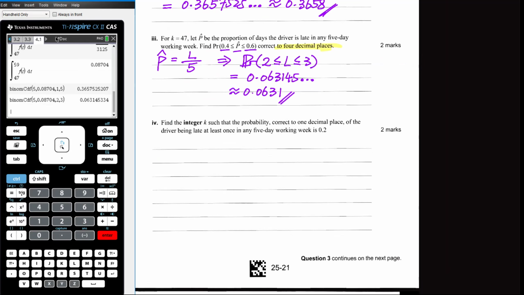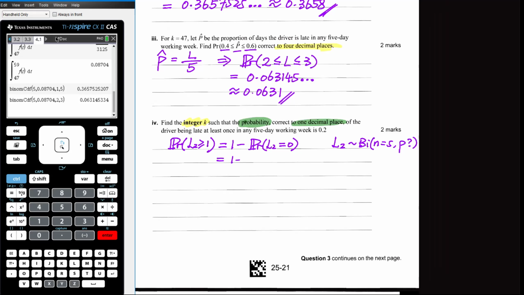One integer k such that a probability is correct to one decimal place. Well, this probability is correct to one decimal place. What probability? The driver being late at least once in any 5-day working week. So for example, if you have the probability of L greater than or equal to 1, that is 1 minus the probability. Let's put an L2 here equal to 0. In this case, L2 is a binomial distribution, n equals 5, but p is unknown, okay?